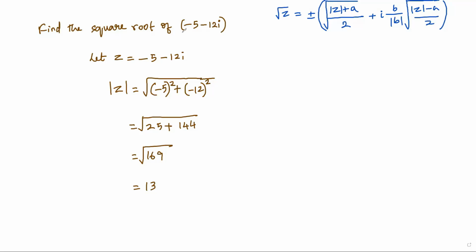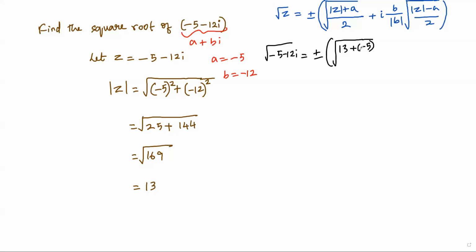Okay, now if you compare the given complex number with a plus bi, we get a is equal to negative 5 and b is equal to negative 12. So now we have to plug in all these values into the shortcut. So square root of, instead of z, we can write negative 5 minus 12i equals positive or negative square root of, absolute value of z is 13, plus negative 5, the value of a is negative 5, over 2, plus i times the value of b, which is negative 12 over absolute value of negative 12. Absolute value of z is 13, and the value of a is negative 5 over 2.